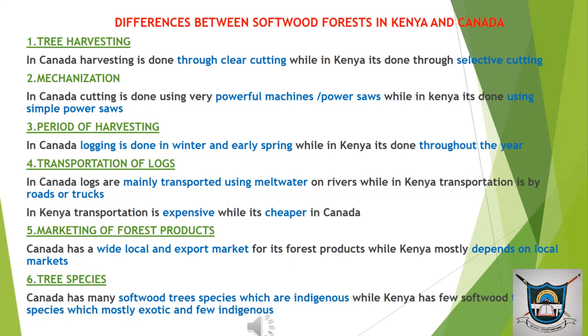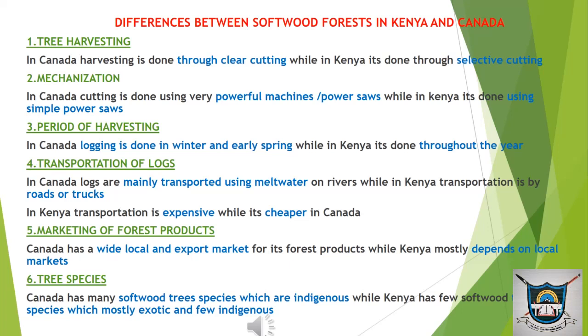Then marketing of forest products. In Canada, there is a wide local and export market for its forest products, where Kenya mostly depends on its local markets. And then finally we have the tree species. In Canada, as a country, it has many softwood tree species which are indigenous, where Kenya has few softwood tree species, and mostly they are exotic, and very few are indigenous.